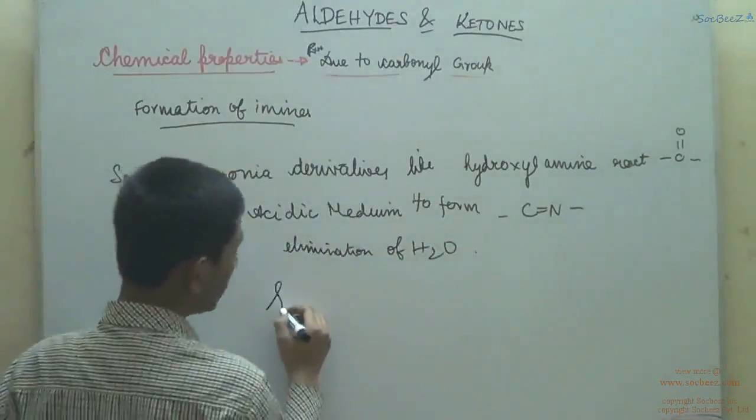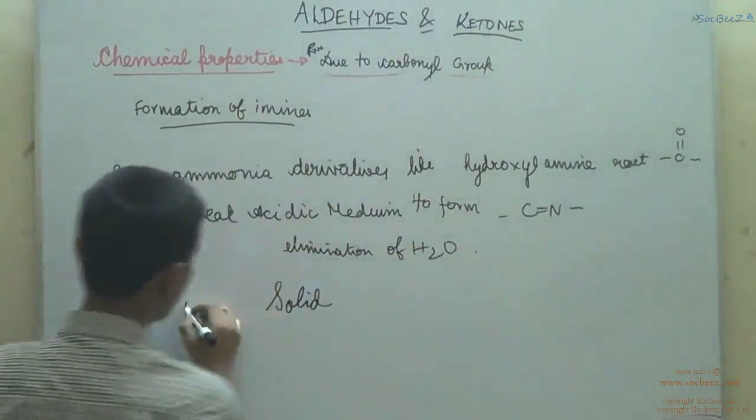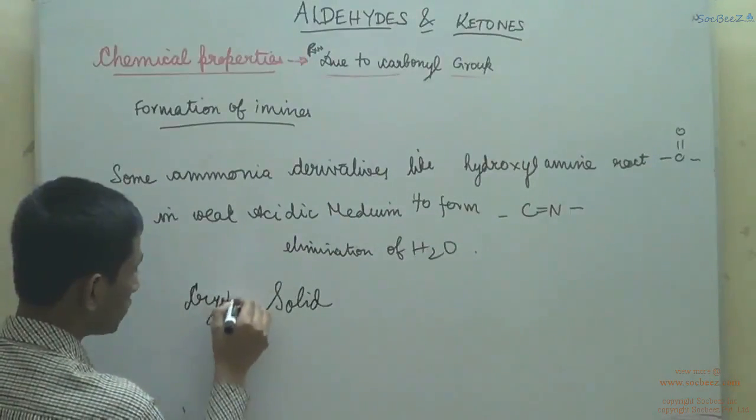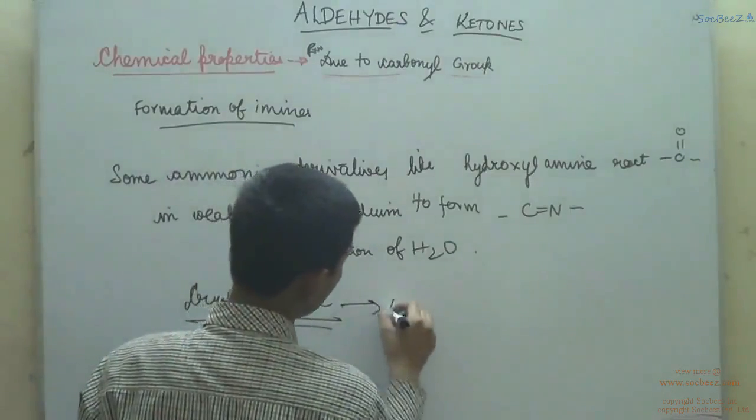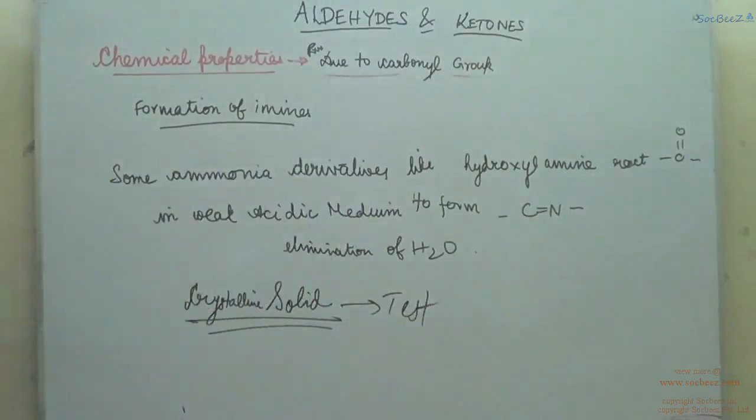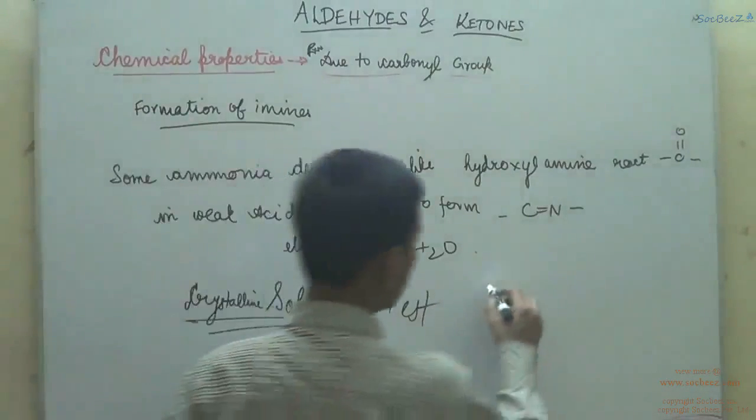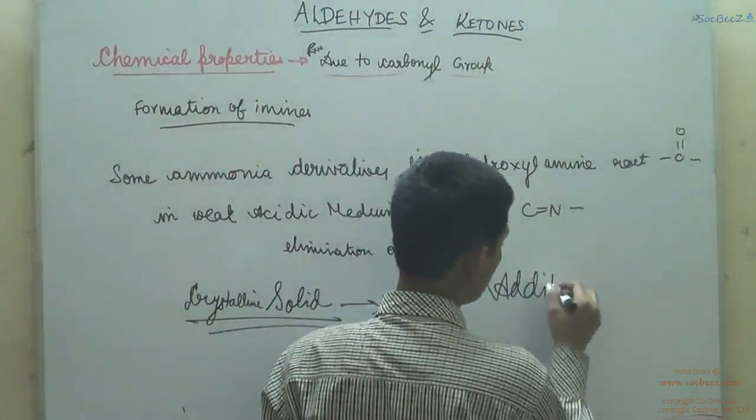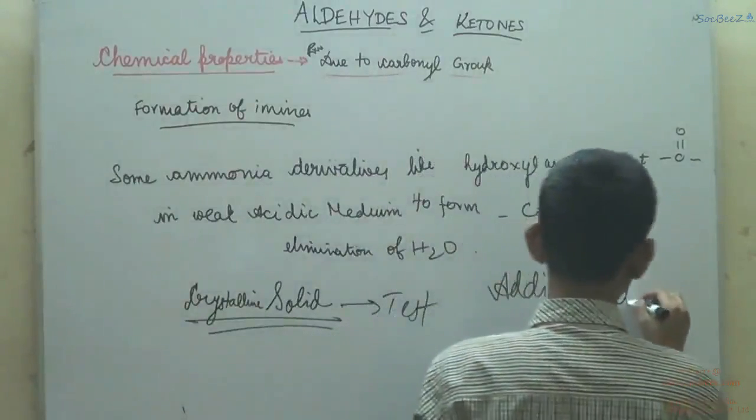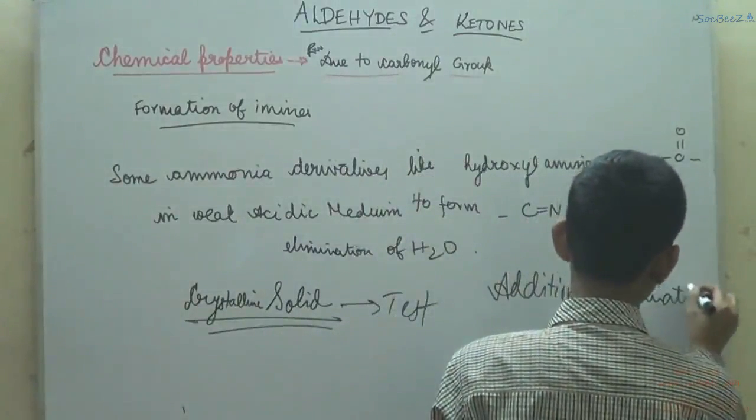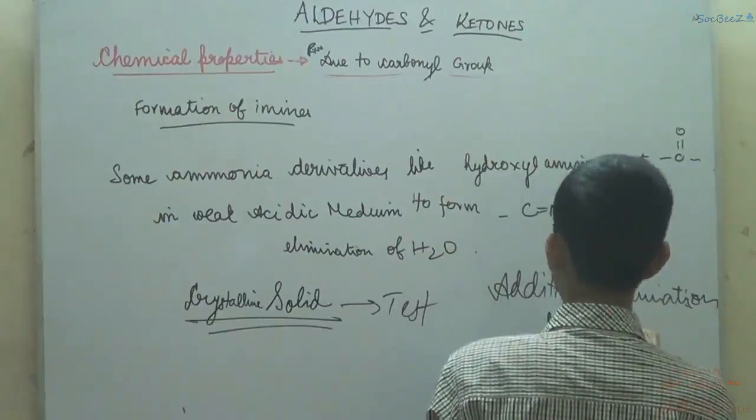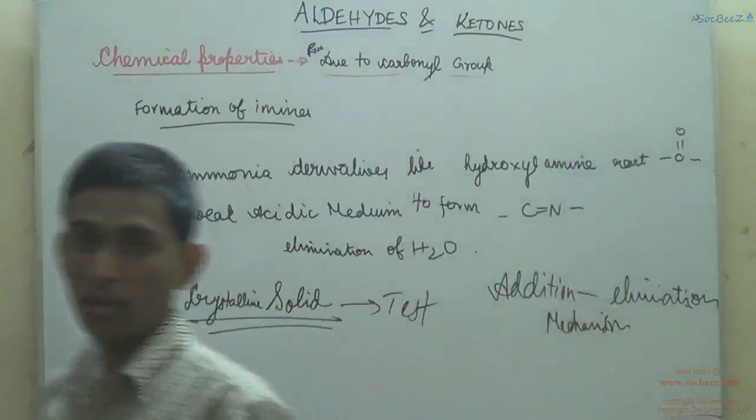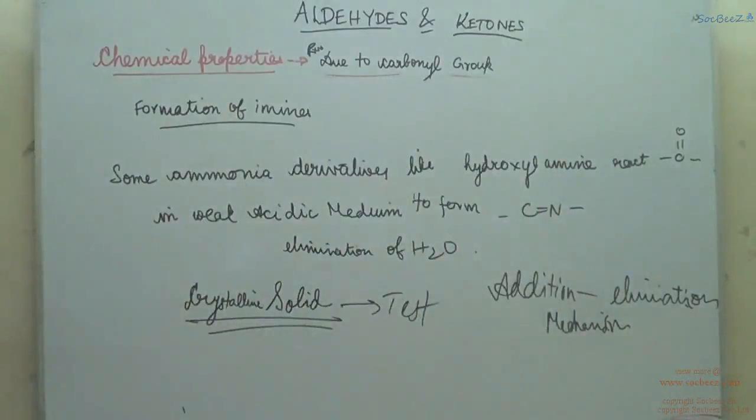Now, these derivatives are basically crystalline solids. So, being crystalline solids, this is a test for aldehydes and ketones. This goes by addition-elimination mechanism. So what's addition-elimination mechanism?